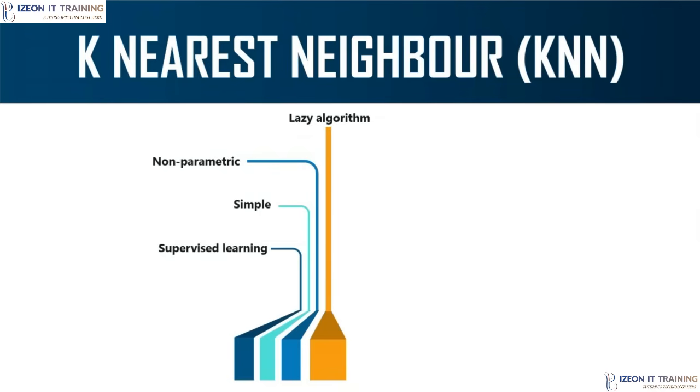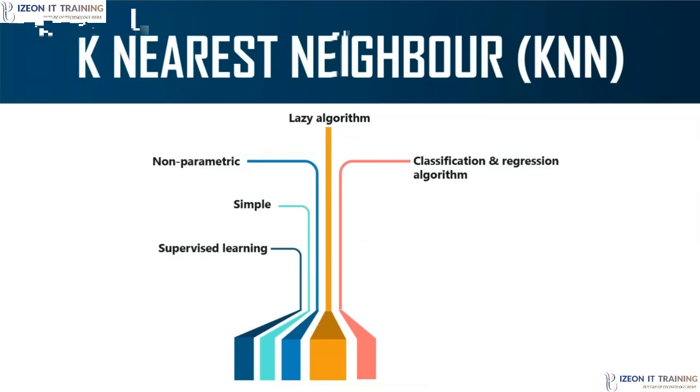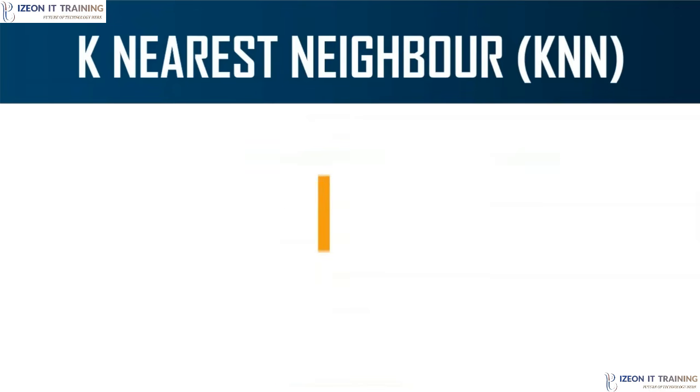Another feature is that it is a lazy algorithm. Now, a lazy algorithm basically is any algorithm that memorizes the training set instead of learning a discriminative function from the training data. Okay. Now, even though KNN is mainly a classification algorithm, it can also be used for regression cases, right? So KNN is actually both a classification and a regression algorithm. But mostly you'll see that it will be used only for classification problems. The most important feature about K nearest neighbor is that it's based on feature similarity with its neighboring data points. All right, you'll understand this in the example that I'm going to tell you.